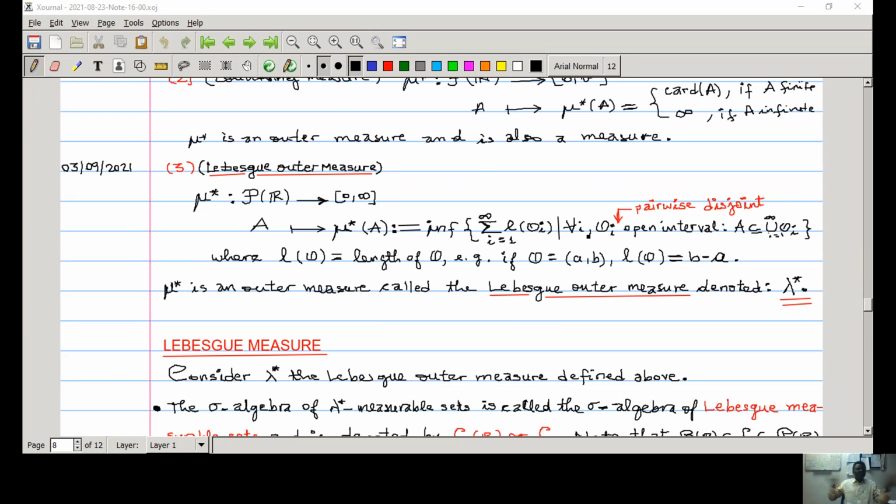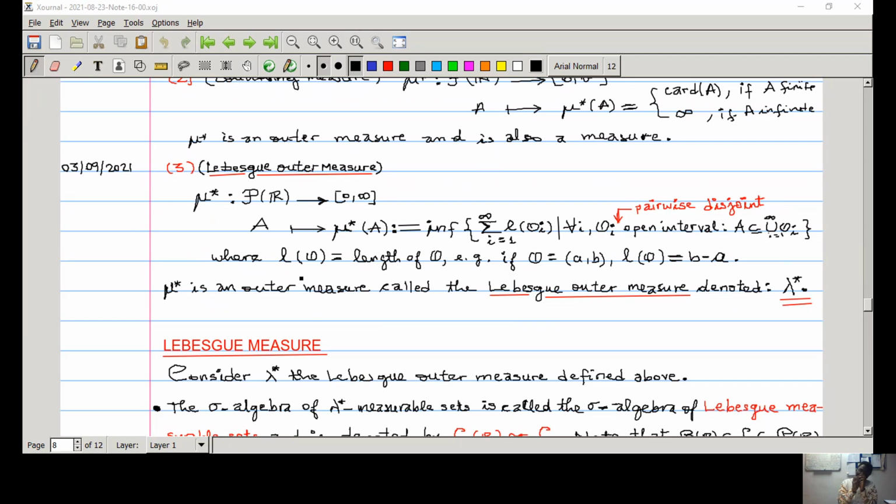If A is an open interval, then the cover here will just be that single interval, which is A itself. In that case, since there's only one interval, the summation is just its length. Then if you take the inf, it will be exactly that one. So in that case, mu star will coincide with the length of that open interval, which is A itself.